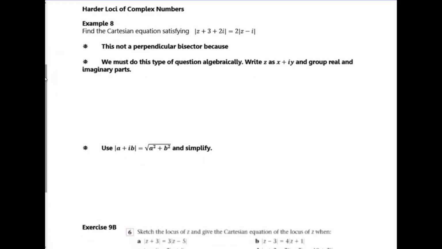Final example. On the face of it, this looks like a perpendicular bisector because it's a modulus on either side of the equals sign. But notice the difference here is that there's a 2 on the right-hand side in front of there, which means it's not a perpendicular bisector.